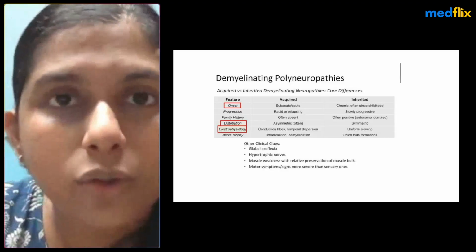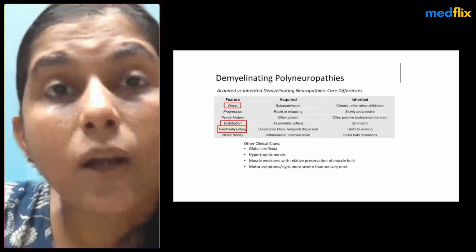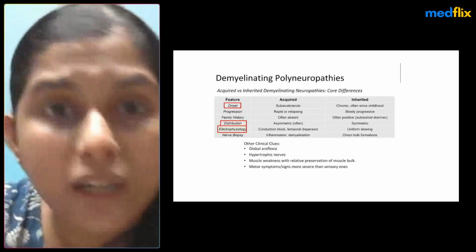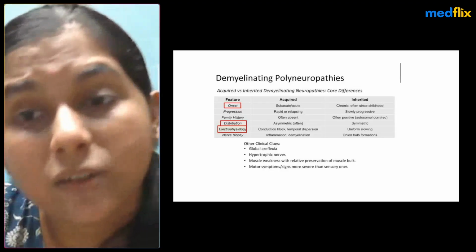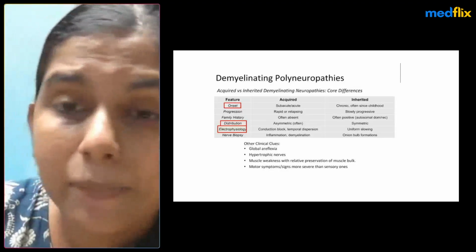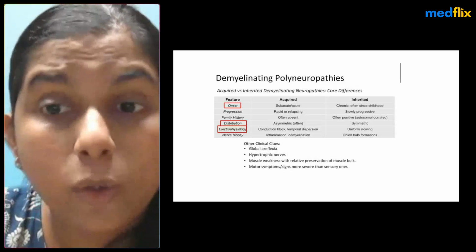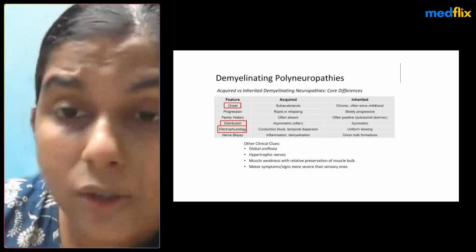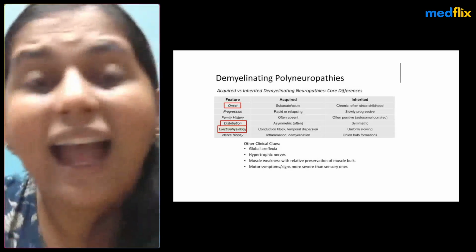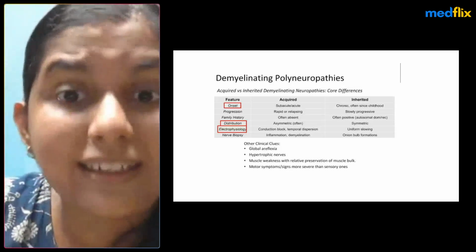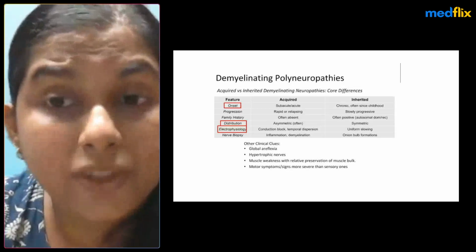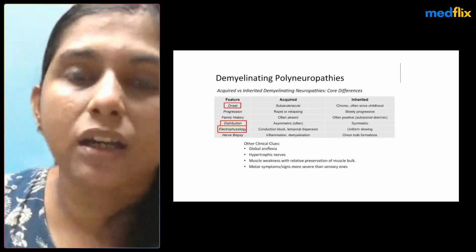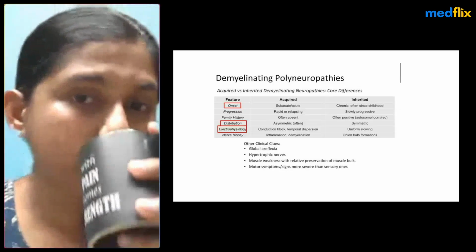So it's important to differentiate between the two. We know acquired can be subacute or acute in onset, while inherited are chronic. Progression is rapid, while it is slowly progressive here. Family history can be absent, but may be present, especially in autosomal dominant neuropathies. Distribution can be asymmetric, especially at onset, while it is symmetric in inherited. And electrophysiology, I already elaborated that conduction block and temporal dispersion are seen in acquired and not in the inherited version.